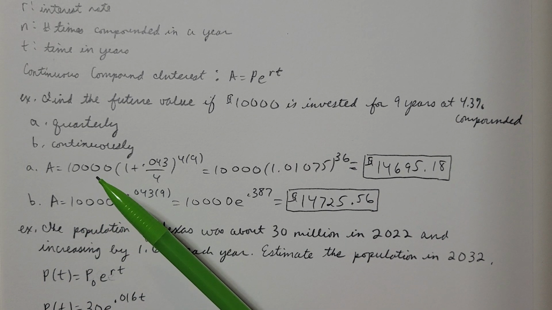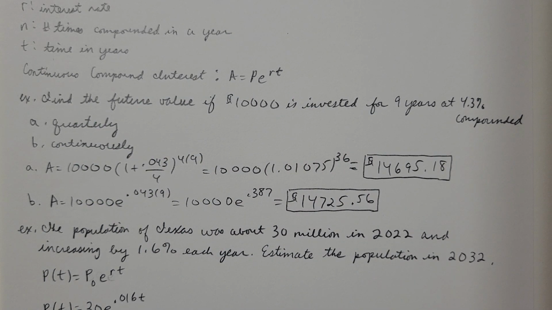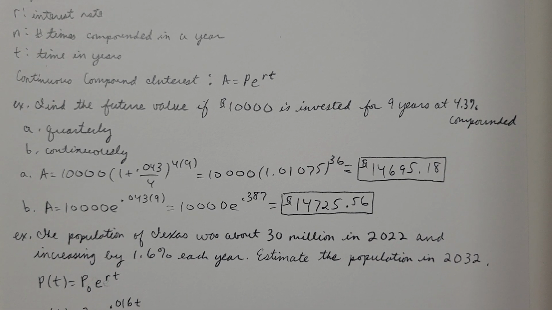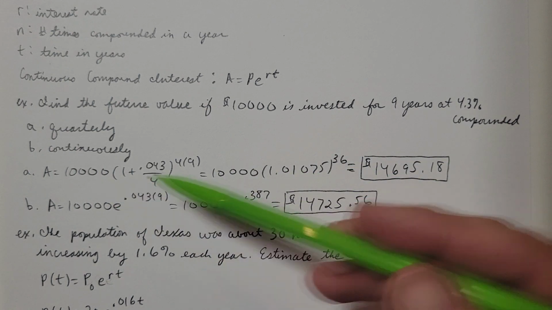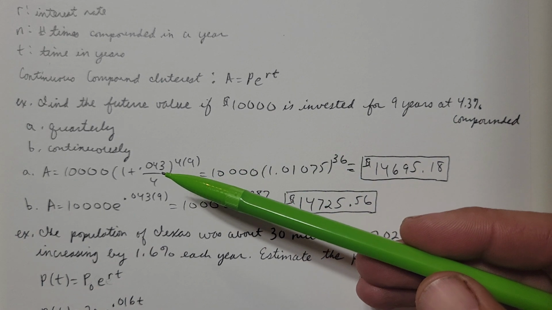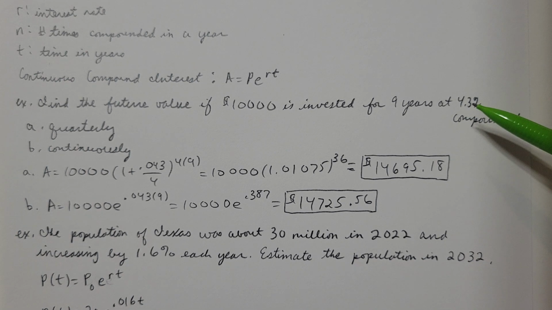So in part A, because we're compounding quarterly, that's four times during the year, we're going to gain additional money on top of the interest that's already there. So we'll see how much money we'll have if we just let it sit there and do its thing for 9 years. P is $10,000. So I'm going to multiply that by 1 plus R, which is 4.3%. As a decimal, that would be 0.043.